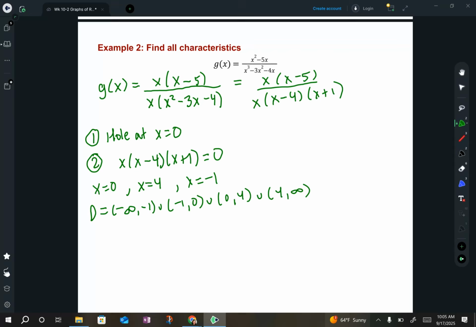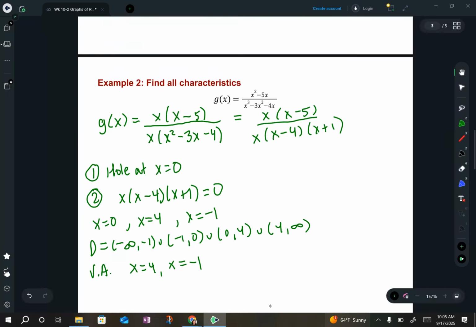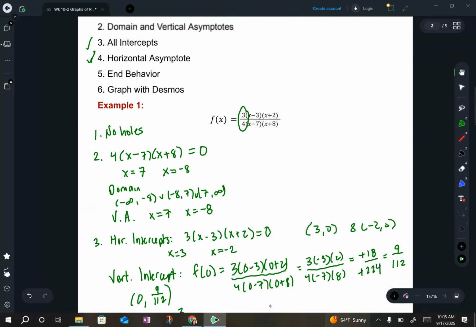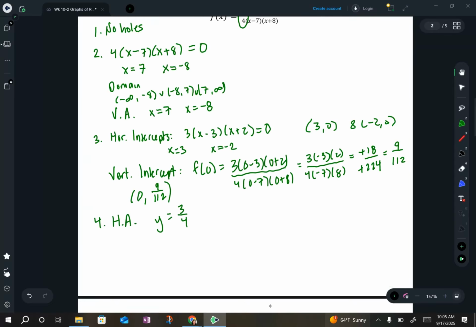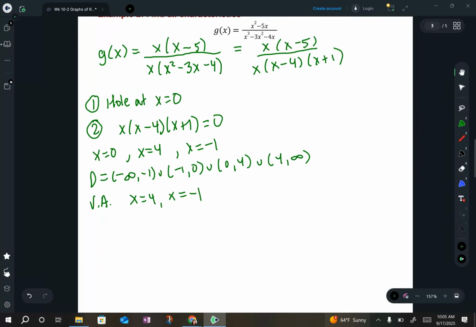And so I also know my vertical asymptotes, which are here at x equal to 4 and x equal to negative 1. There's not going to be a vertical asymptote at 0 because that's going to be the hole. I forgot what my third thing was. Oh, intercepts. Okay, let's find my intercepts.